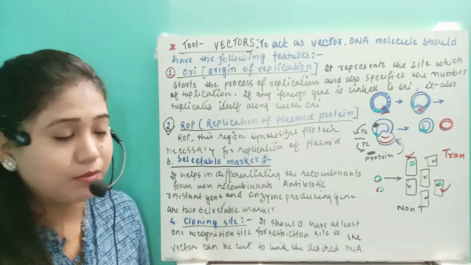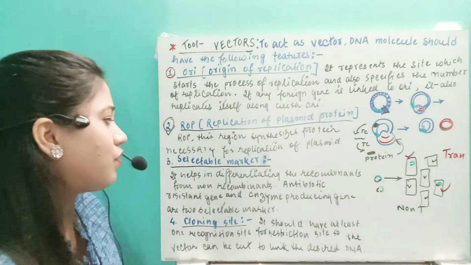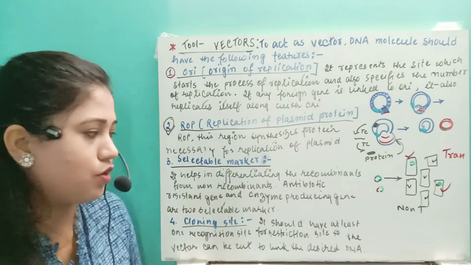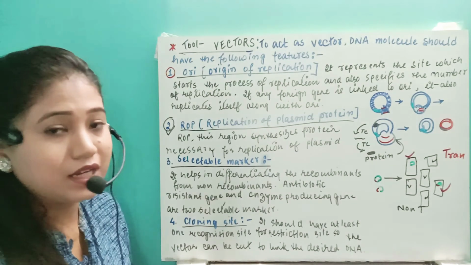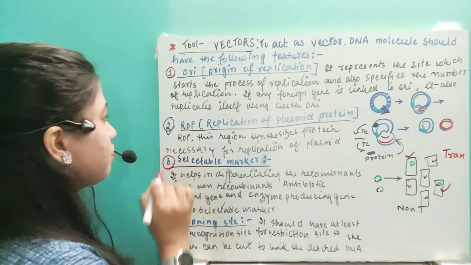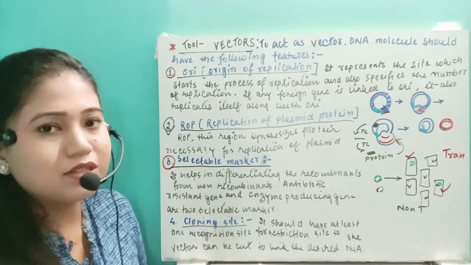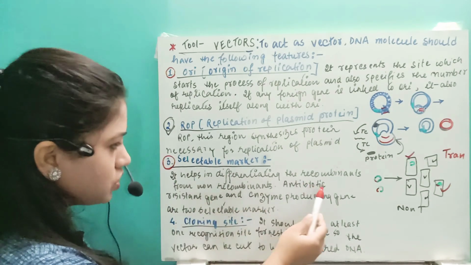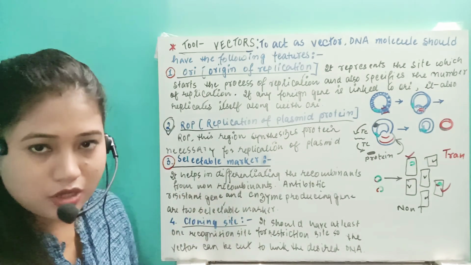And to understand what a selectable marker is, we have a completely separate video on that, on how the selectable markers work. So this is just the basic idea. So what is a selectable marker? It helps in differentiating the recombinants from the non-recombinants.